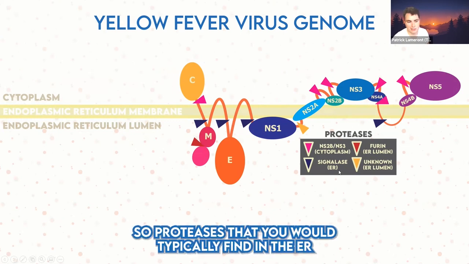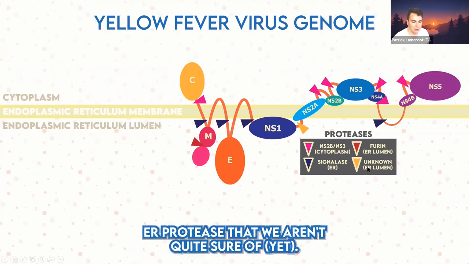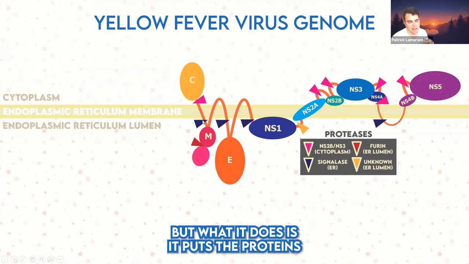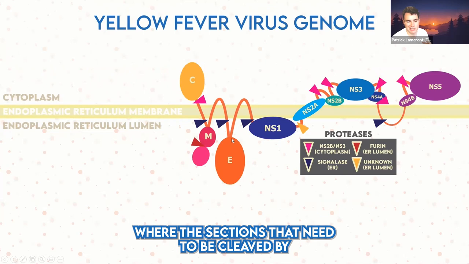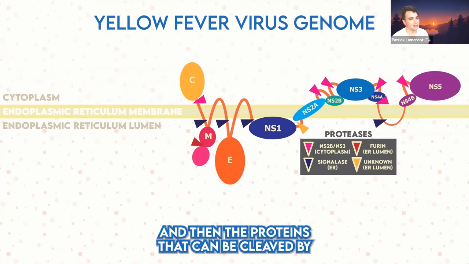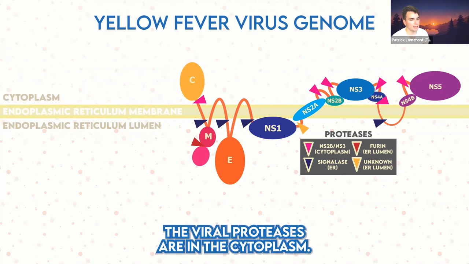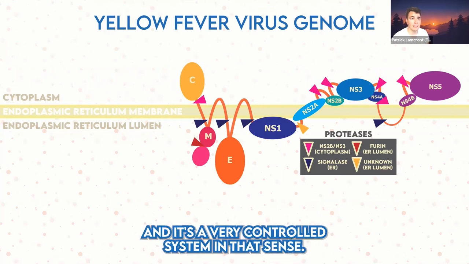It uses proteases that you would typically find in the ER lumen, such as signalase and furin, and then this other ER protease that we aren't quite sure of. What it does is put the proteins in a certain topology where the sections that need to be cleaved by those proteases are inside the ER, and the proteins that can be cleaved by the viral proteases are in the cytoplasm. So everything's accessible, and it's a very controlled system in that sense.